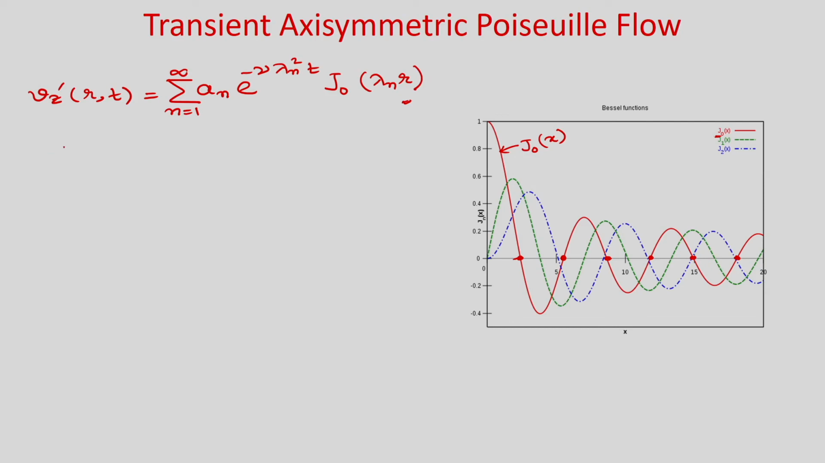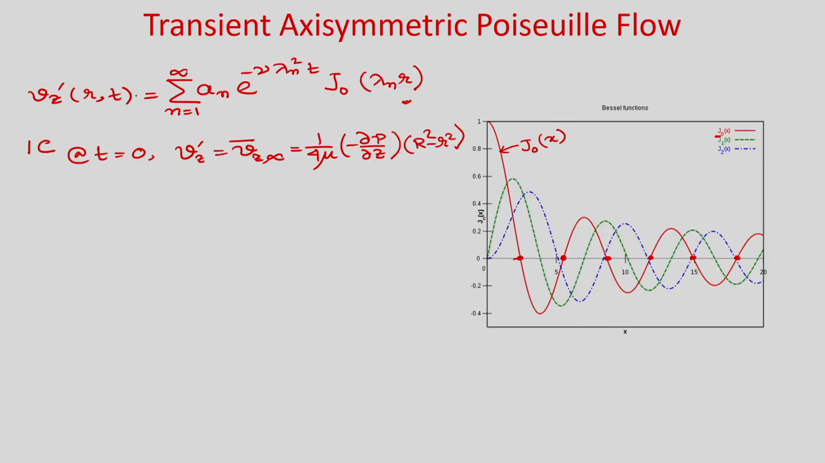Okay. Now, you apply the initial condition. At t is equal to 0, V z prime is equal to V bar z infinity, which is your 1 by 4 mu minus del p by del z (R square minus r square). So, now if you apply this initial condition, then from there we have to find another constant A n, right, because A n is unknown.